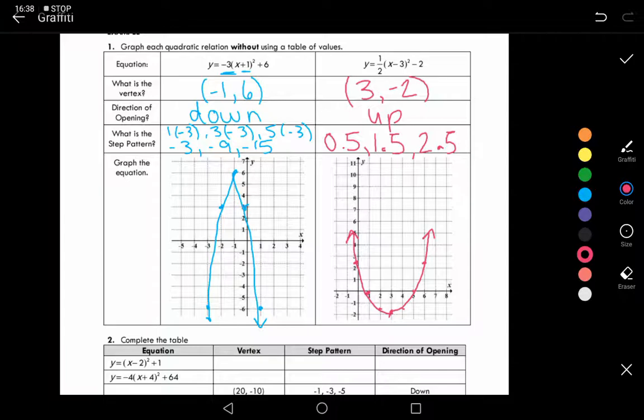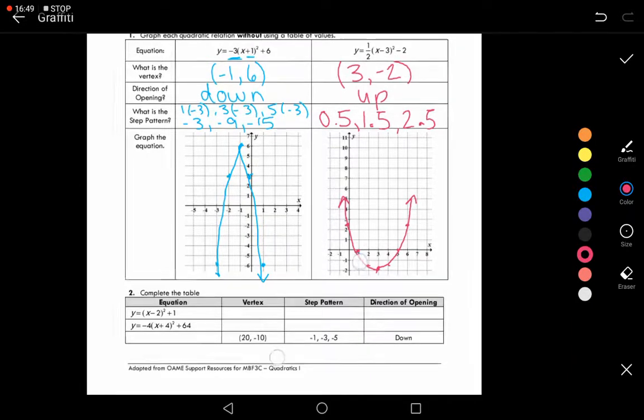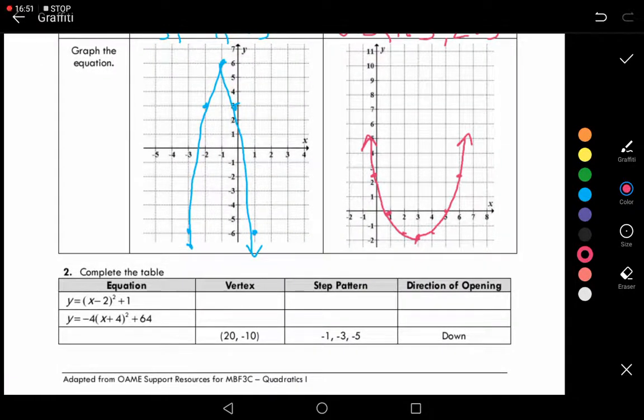Okay, so not only do you now understand the transformations, you should also understand how to graph using the step pattern. Okay, so one last piece of our note here, it's just asking us to complete the table. So this is just kind of a little bit of a summary. So again, the vertex, that should be review from the last lesson. That's always going to be (h, k). So for this equation, that would be (2, 1).